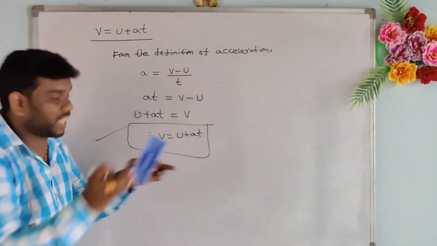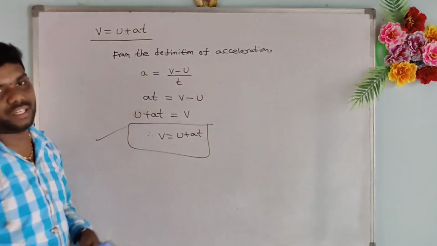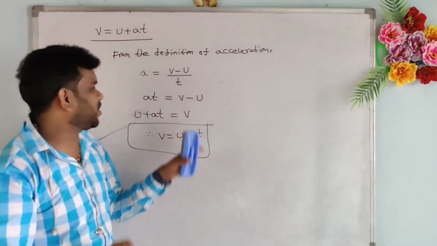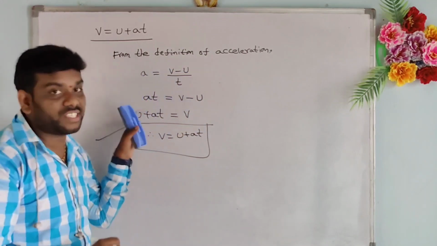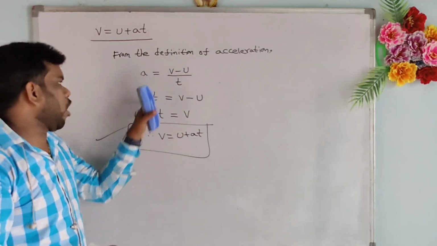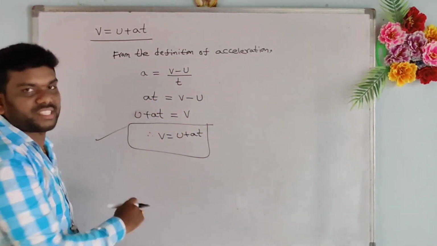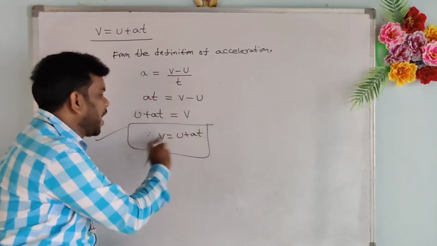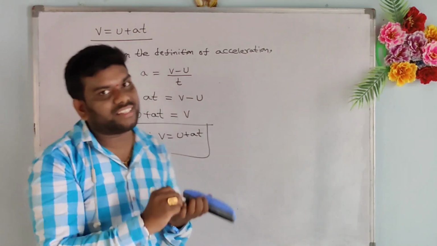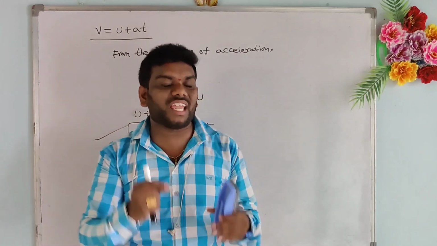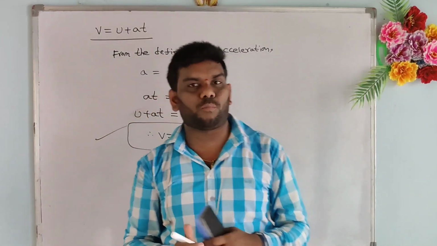Once again, A into T, AT, equals V minus U. Minus U is transferred to this side as plus U. Already AT is there, I copied it. That equals V. Finally V is equal to U plus AT. So this is the derivation of V is equal to U plus AT.